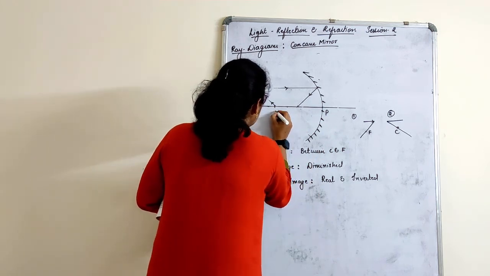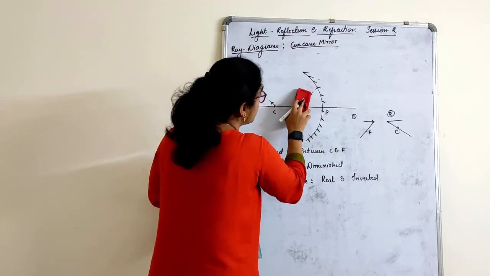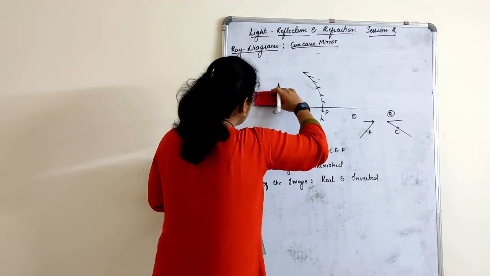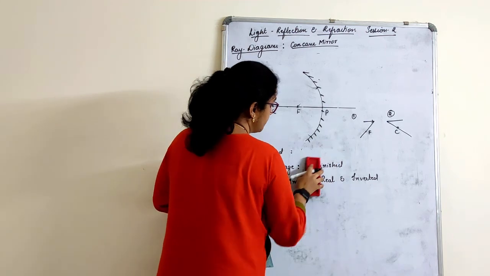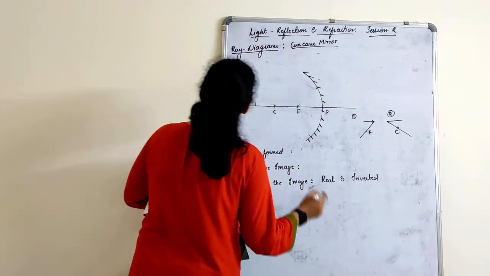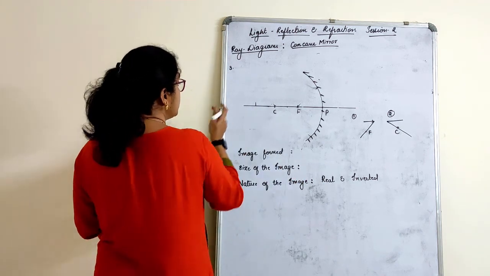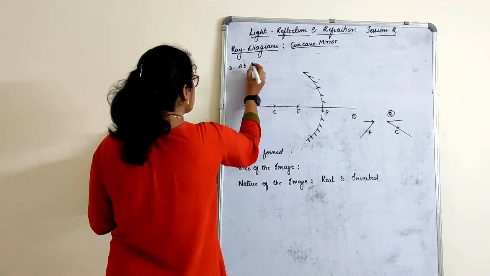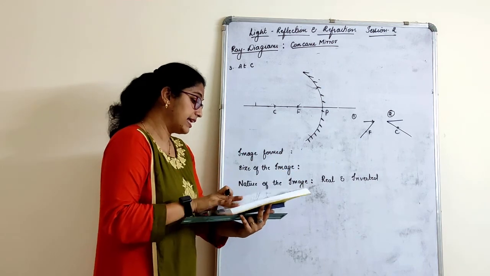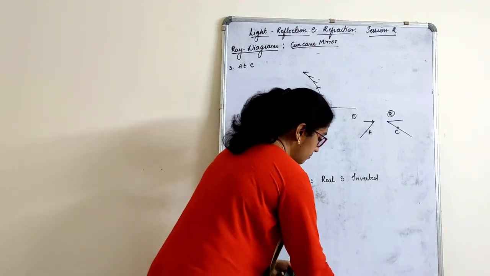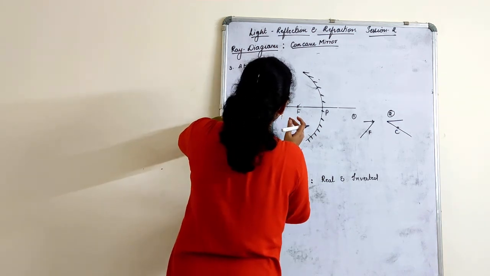This is my C, this is my F. If you go wrong in marking your C and F, your ray diagrams also will be wrong, children. Remember that. Okay, let me rub this. Third one: when the object is at C. What happens when the object is kept at C? Let me keep the object at C now.